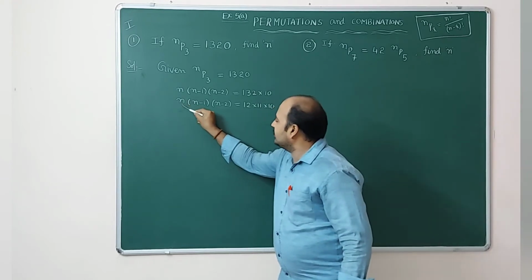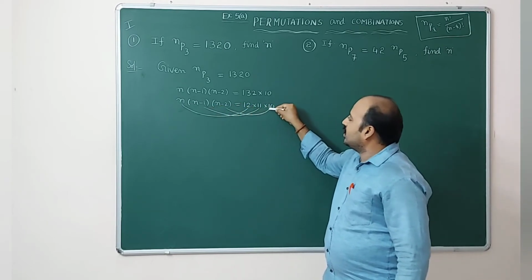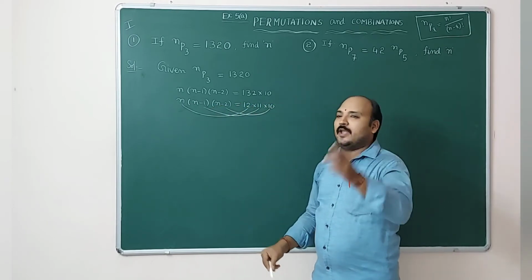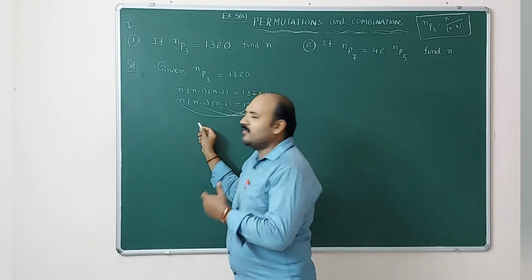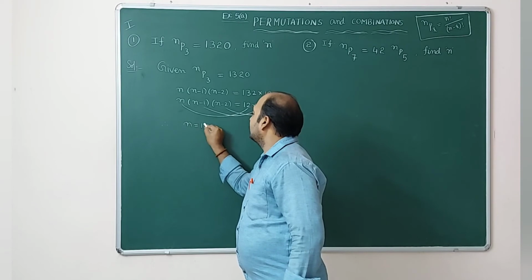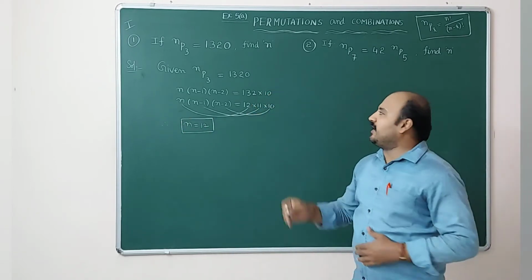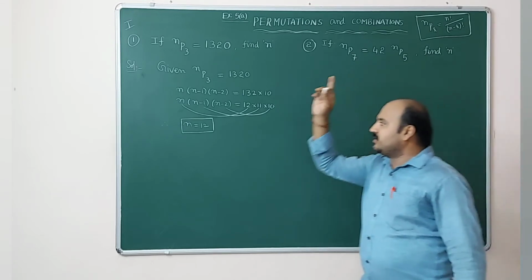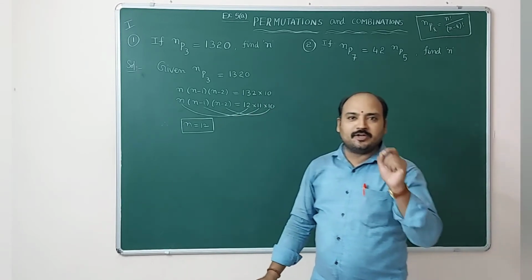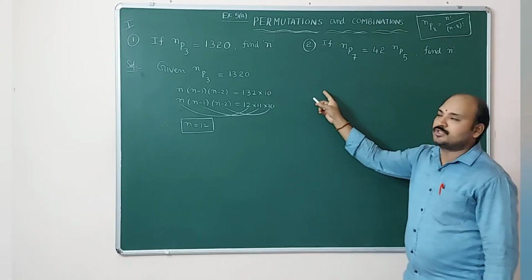So by equating these terms, you will get the value of n. Any one of them you can equate. So n is equal to 12, a direct answer. Similar application in the second problem. This type of problem is very important in intermediate for 2 marks. Let's come to the second question.